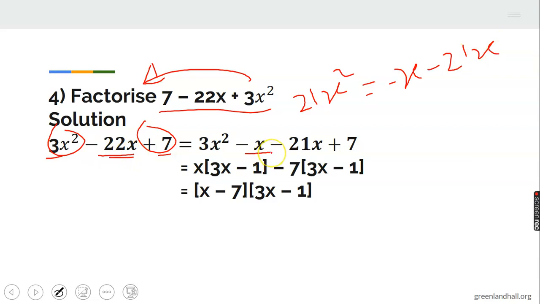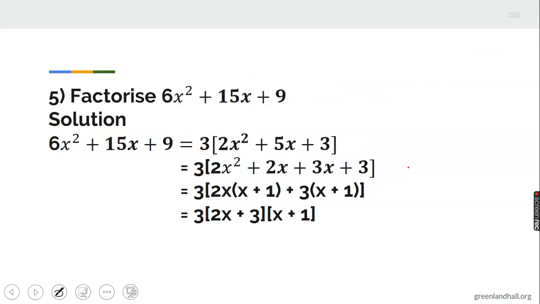So you use it to replace minus 22x, and then you factorize by grouping. What is common in the first one is x, so you have x times 3x minus 1. Then you put the minus here, it's common. You have minus 7 that is common, so you now have minus 7 times 3x minus 1. 3x minus 1 is common now. You put it inside one bracket, then the other one outside in another bracket, x minus 7. So this is the factorized form.